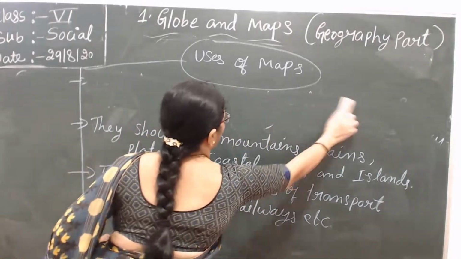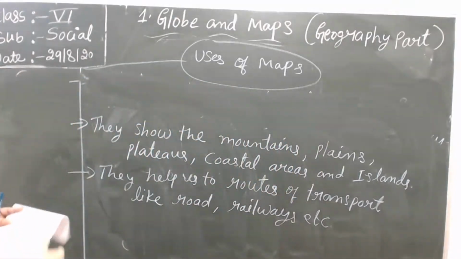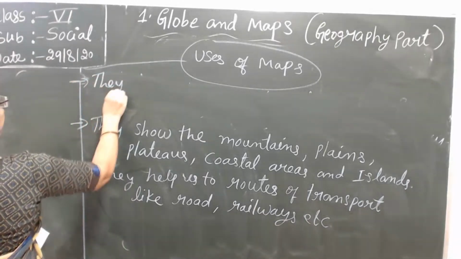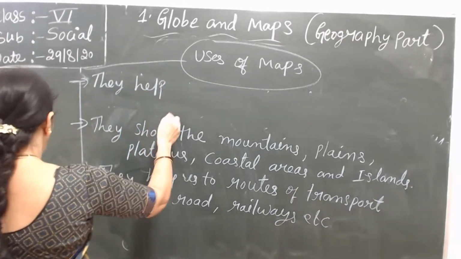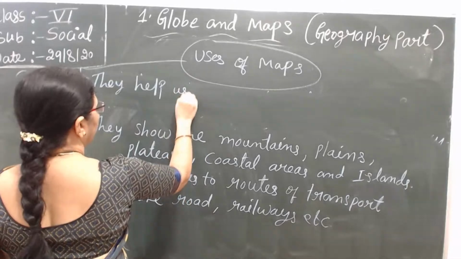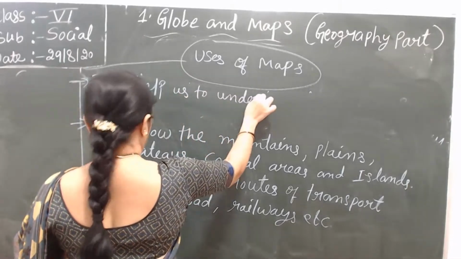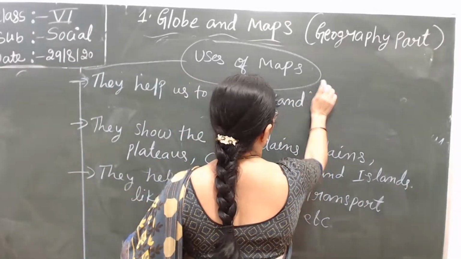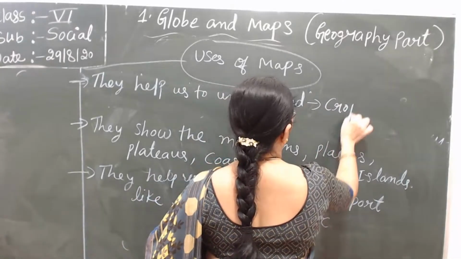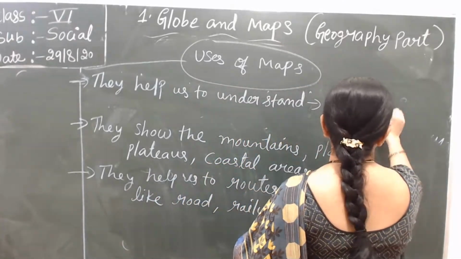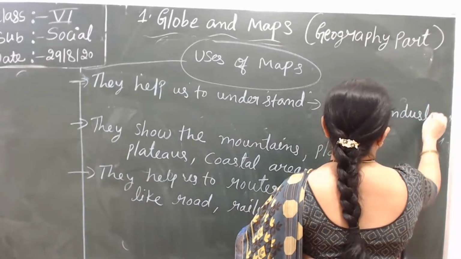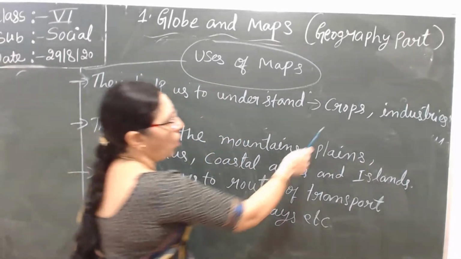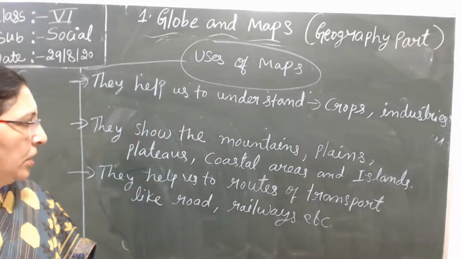Next, maps help us to understand the crops area and the industries area.